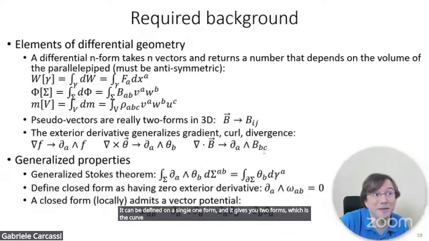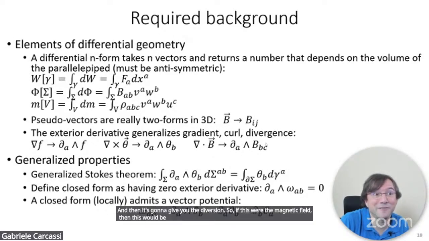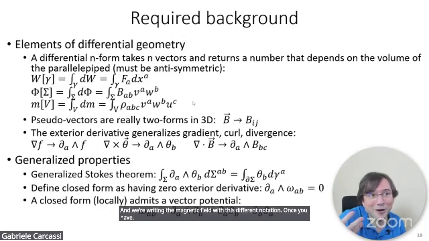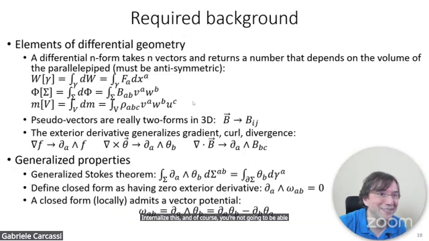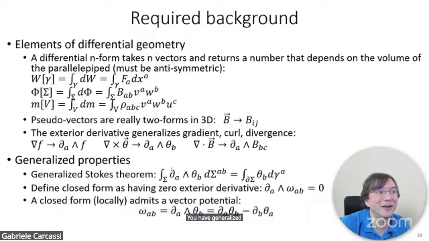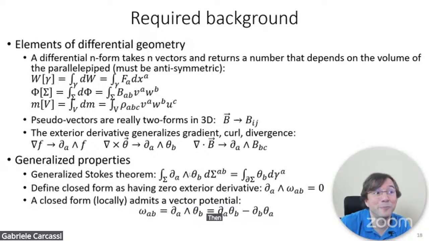Then it can be defined on a two form, and that's going to give the divergence. So if this were the magnetic field, then this would be the divergence of the magnetic field, and this would be 0, right? And we're writing the magnetic field with this different notation. Once you have internalized this, and of course you're not going to be able to internalize it in the 2 minutes that I'm explaining these things, you have generalized properties. So you have a generalized Stokes theorem that whenever you have an integral of an exterior derivative of something, then you can take this integral and make it on the boundary.